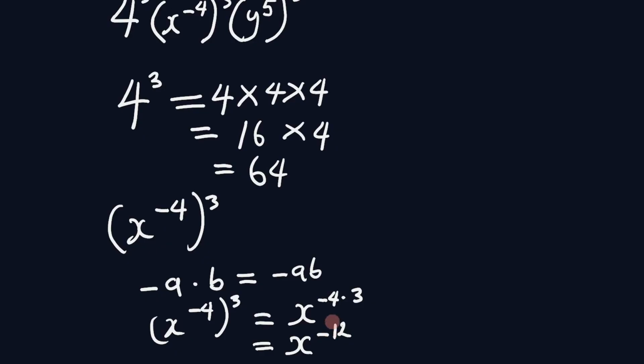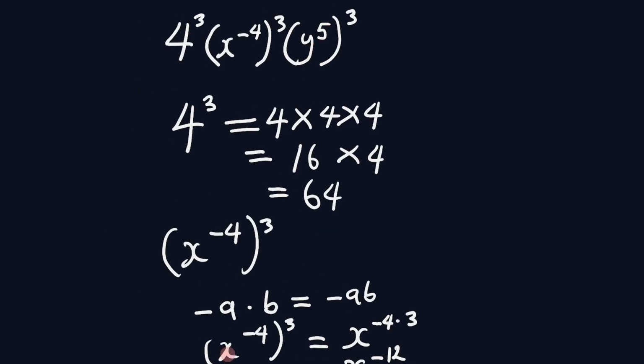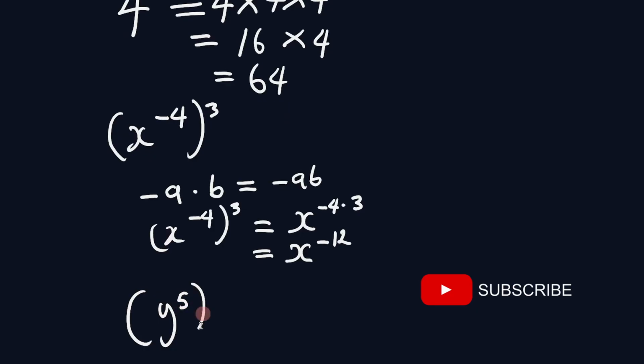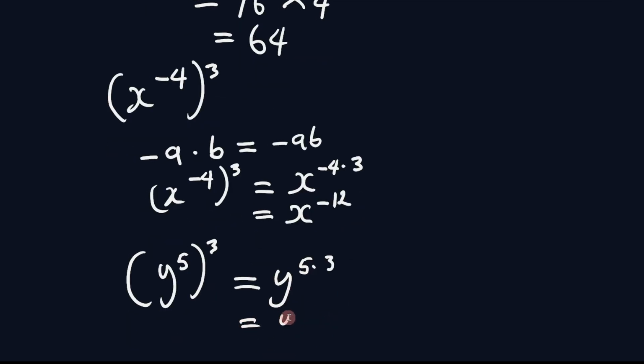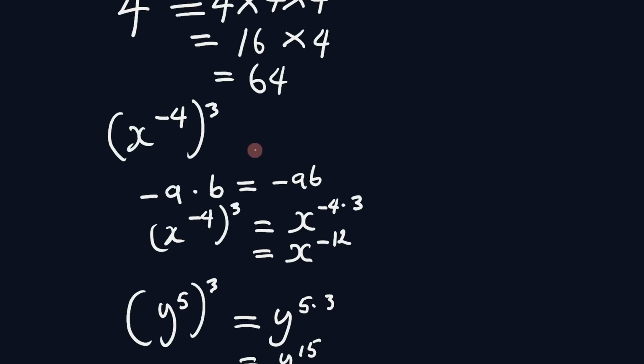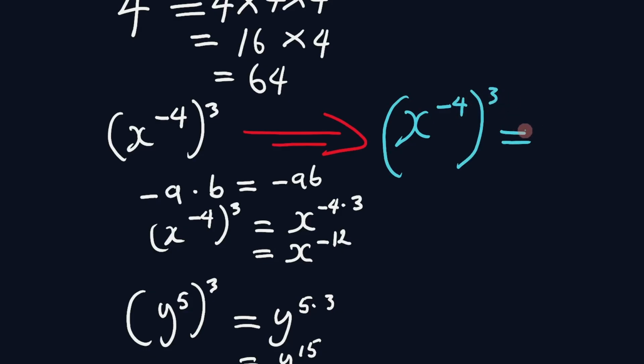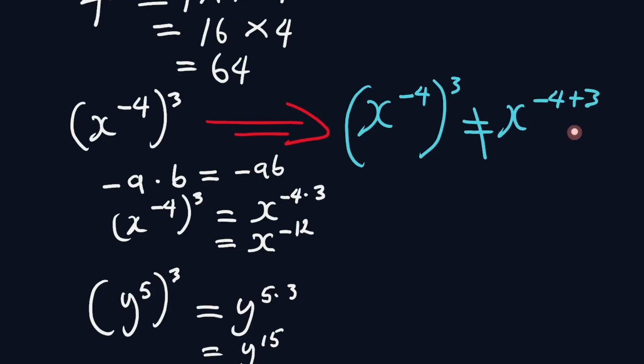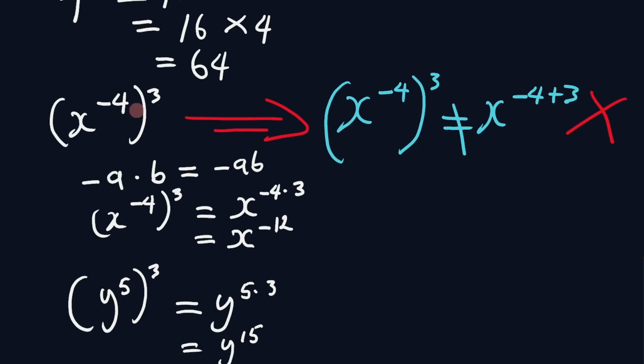The third factor, which is y to the power of 5 all to the power of 3. Using the same method, this is y to the power of 5 multiplied by 3, which is y raised to power 15. One thing I forgot to say is, in this step, try not to add the exponents. Students make the mistake of adding the exponents. They may consider x to the power of negative 4 to the power of 3 to be the same as x raised to power negative 4 plus 3. Don't do this because this step will be wrong. This is the right way to do it.